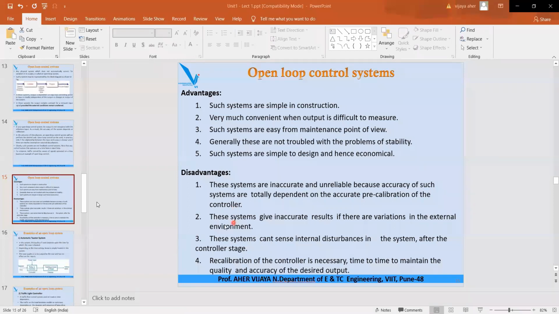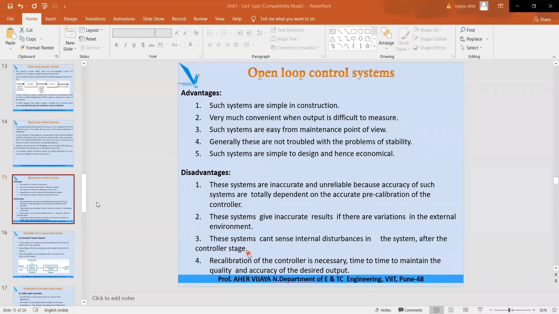Second disadvantage is that these systems give inaccurate results. Why? Because there are variations in the external environment. Because of this variation in external environment, you will get inaccurate results. Then the third disadvantage, or limitation, or you can say demerit, of this open loop control system is that these systems cannot sense internal disturbances in the system after the controller stage.